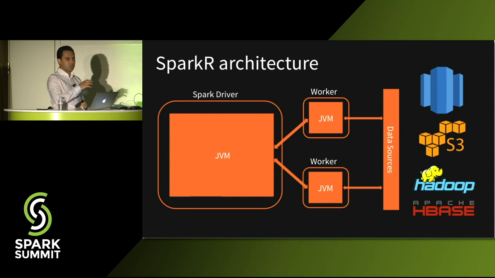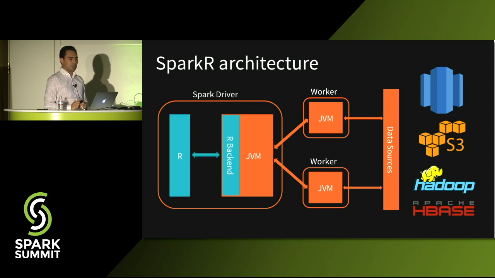Now, when we add SparkR into this mix, it's going to look something like this. Basically, we have an R process on the driver that talks over a local socket to the JVM process on the driver. So one major takeaway from this picture is that when you're using SparkR, data is still being handled by the JVM process on the workers. Your R process is not touching the data. So keep that in mind.